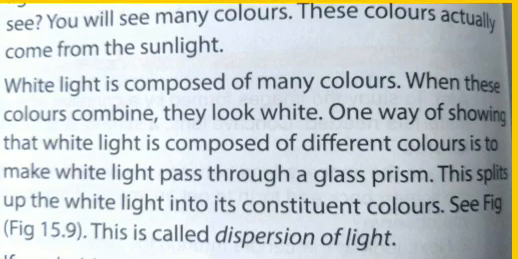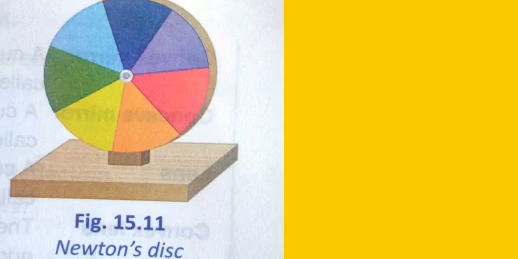Another method that can be used to show that white light is composed of different colors is Newton's color disc. It is painted with the constituent colors of white light, all present in equal proportions, and when rotated very fast, the disc appears white. The image formed by the eye remains for a fraction of a second, and at a high speed, the images of different colors overlap in our eyes, and the brain perceives it as white.